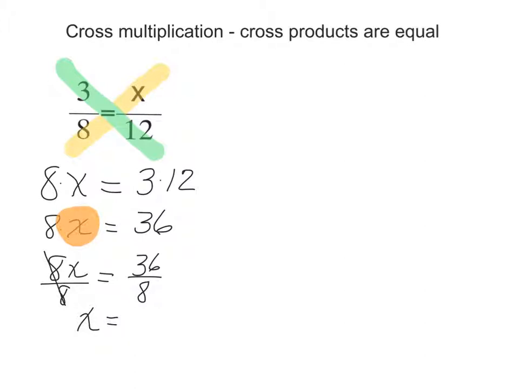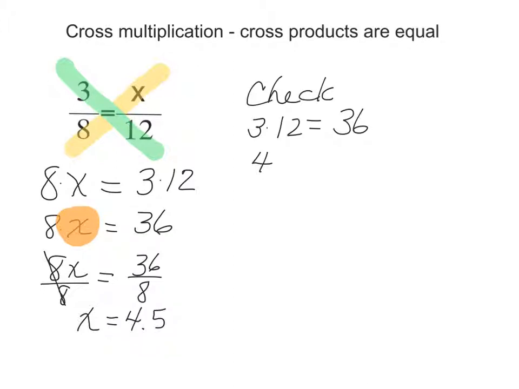And on this side, we're going to have 36 divided by 8. If we divide 36 by 8, we get 4.5. We can check this by going back to our original proportion and checking. 3 times 12 is equal to 36, and if we check on our other diagonal, 4.5 times 8 is also equal to 36.